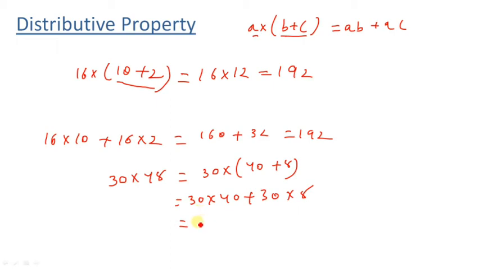So this will be equal to 30 into 40. What is 30 into 40? 30 into 40 is 1200, plus 30 into 8. 30 into 8 is 240. Now we have to add 1200 plus 240. It is 1440. So in this way the distributive property is used while doing calculations. Okay, so these are the properties of integers. Now we will see some examples.